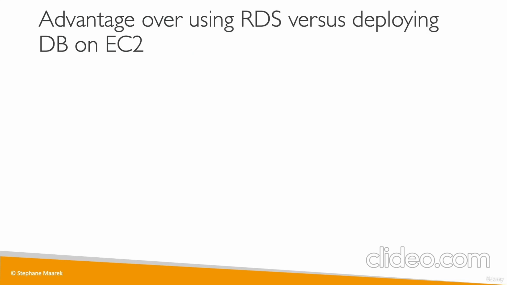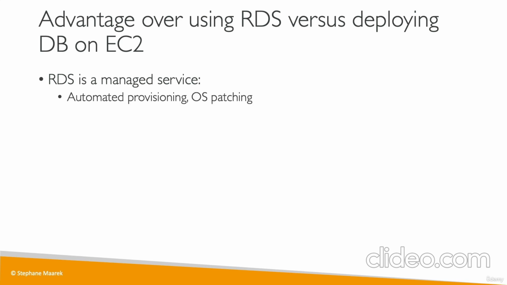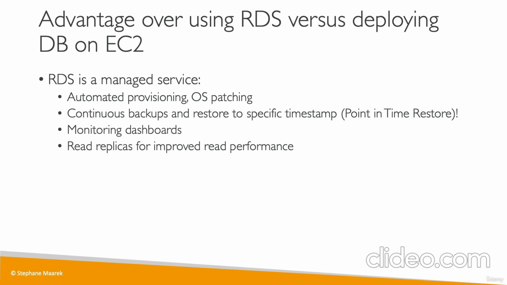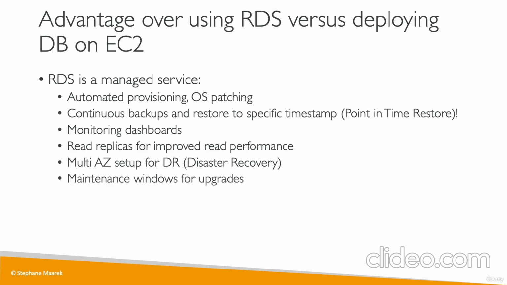So why would we use RDS instead of deploying our own databases on EC2? Well, RDS is a managed database service, so provisioning the database will be automatic. The patching of the operating system will be done by AWS. We will have continuous backups and restore options with point-in-time restore. We'll have monitoring dashboards to see if our database is doing good. We'll be able to scale the reads by creating read replicas and improve the read performance. We will have the way to set up multi-AZ to make sure that we have a plan for disaster recovery against a whole availability zone going down. And finally, we can set up maintenance windows for upgrades, and we can scale vertically and horizontally.